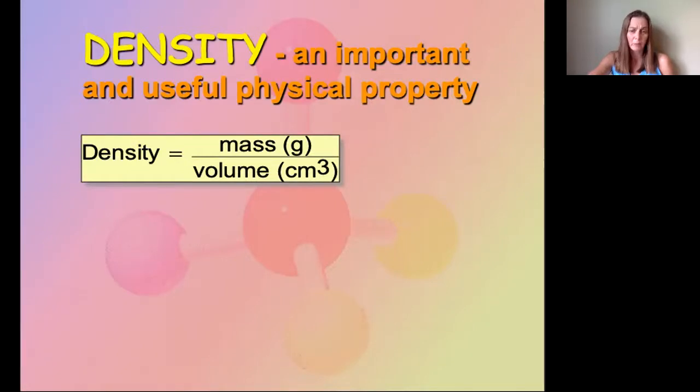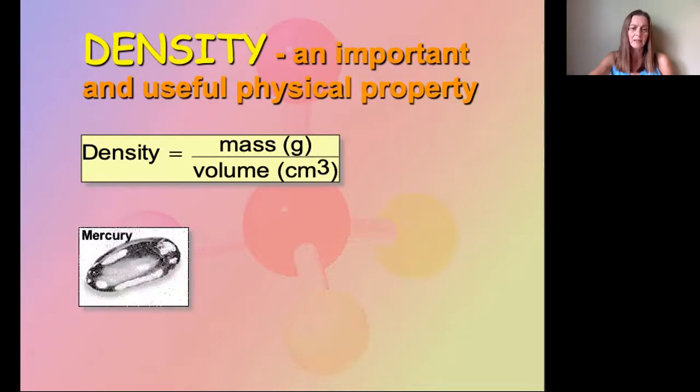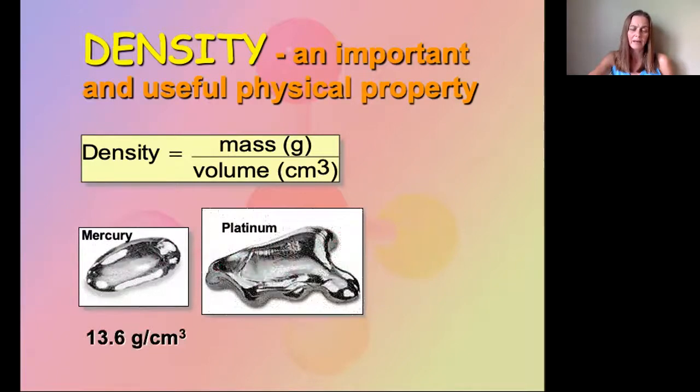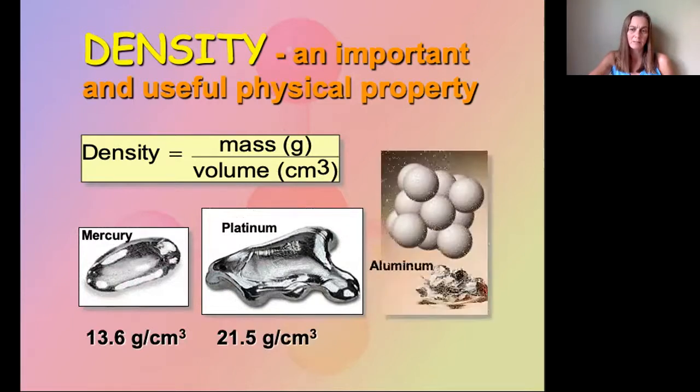So we could talk about mercury. Although it's a liquid, it's an incredibly dense material: 13.6 grams per cubic centimeter. When we look at platinum, it's even more dense at 21.5 grams per cubic centimeter. And so if you have the same size sample of mercury and platinum, the platinum is going to be heavier because the platinum does have a higher density.